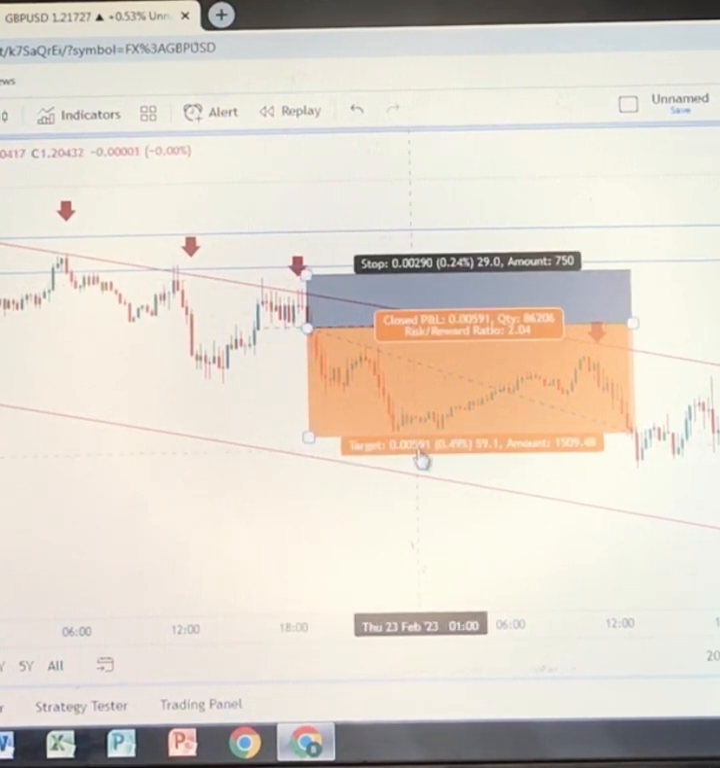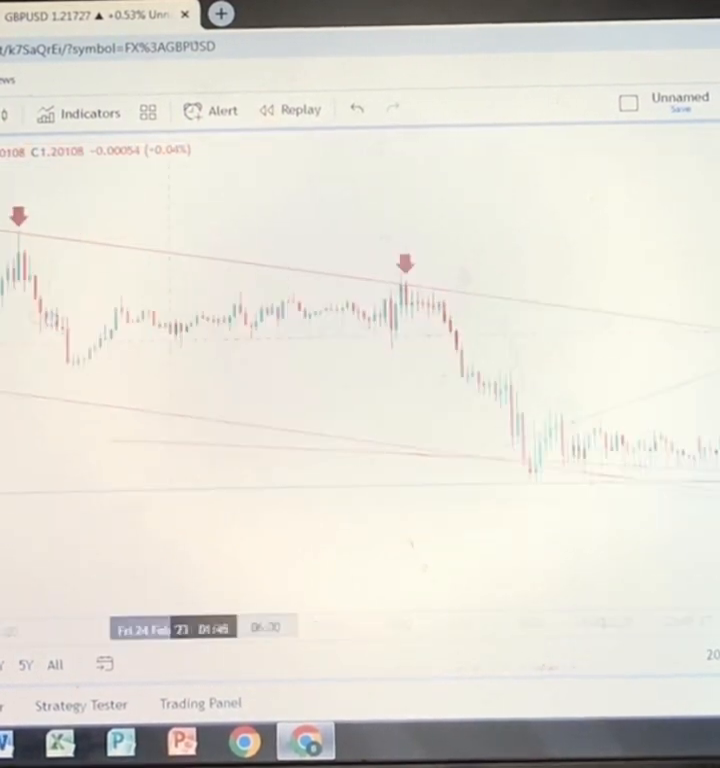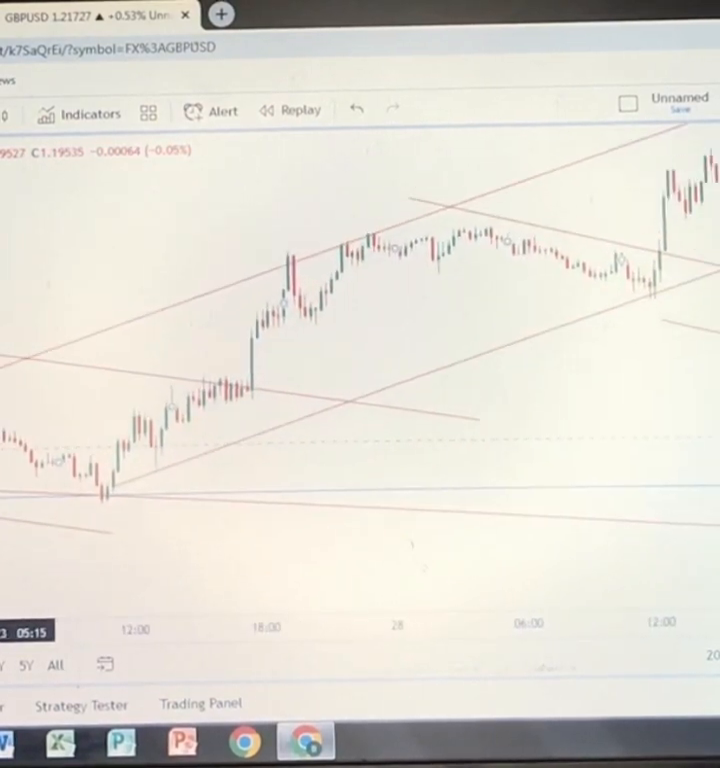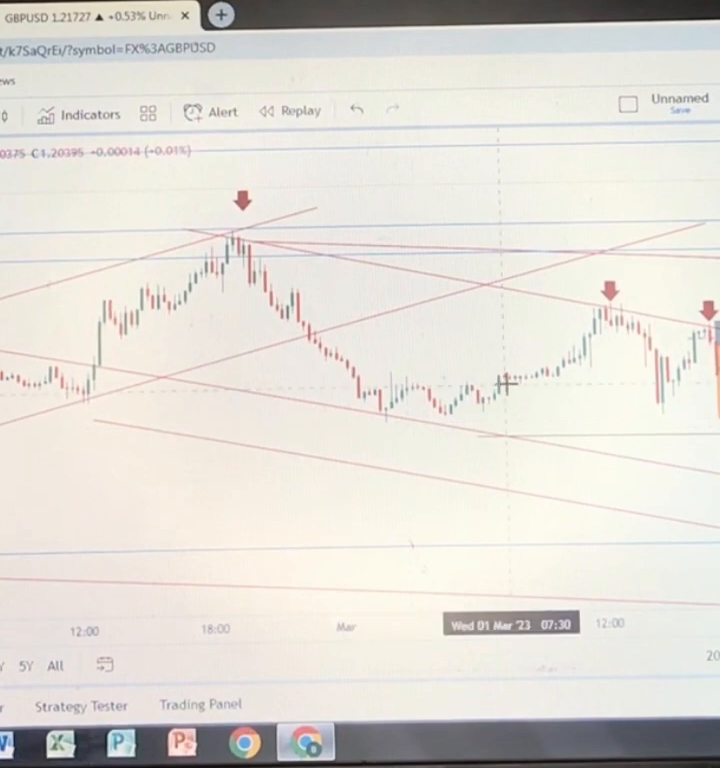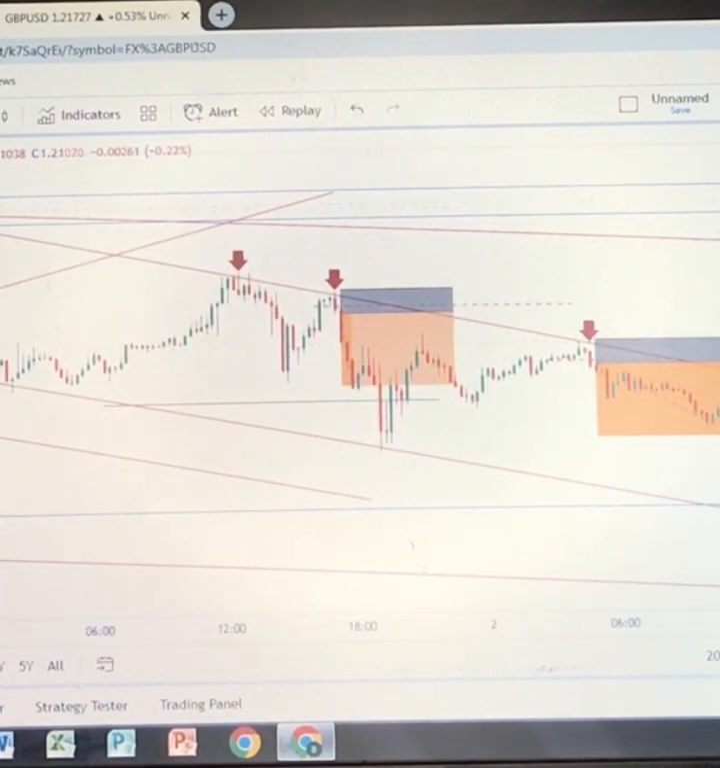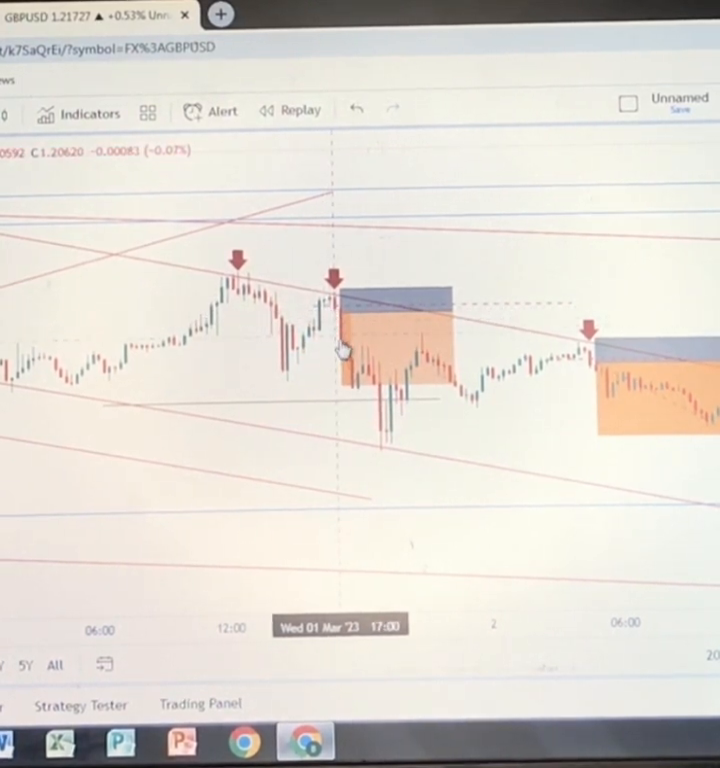It went well to hit my take profit. Risk reward ratio was 1:2 there. Then I also drew another trend line here. First touch, second touch. On the third touch, I went to my 5-minute time frame to execute this trade. It also went well.